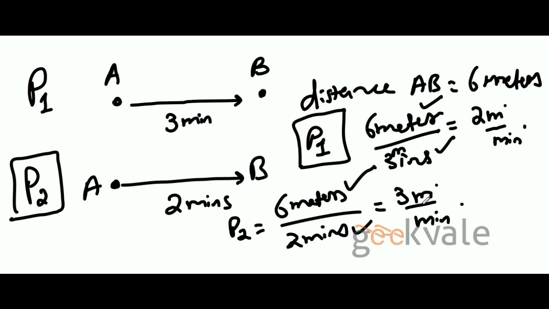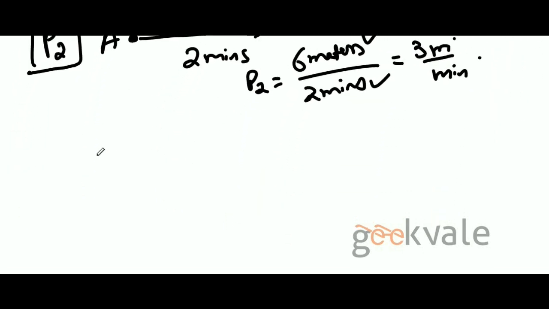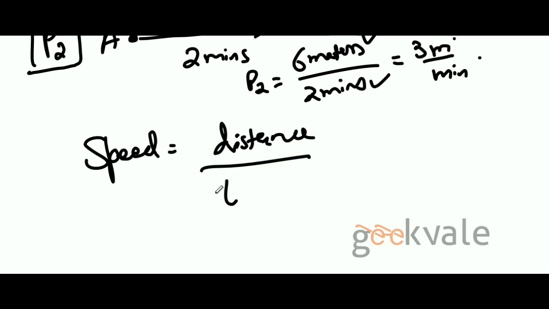And to figure out the rate of movement, we did what? We took the distance and divided it by the time to find their rate of movement. And that's what you call speed. Speed is distance over time.